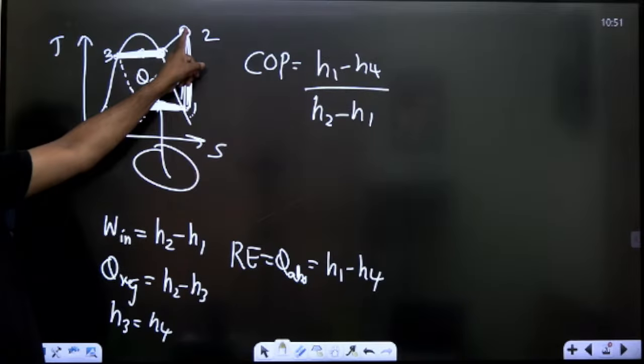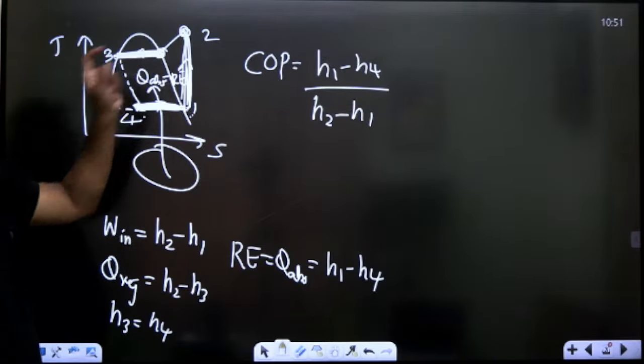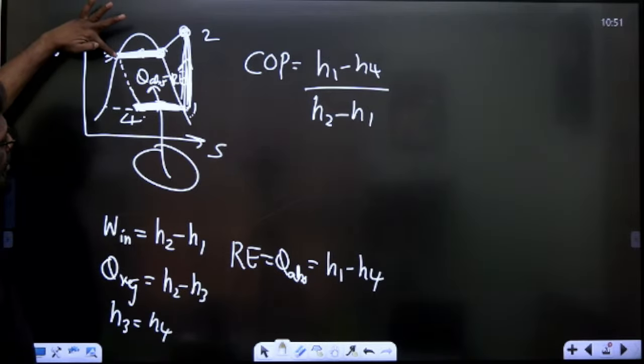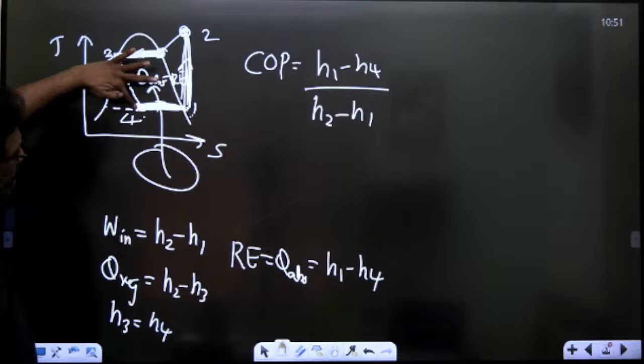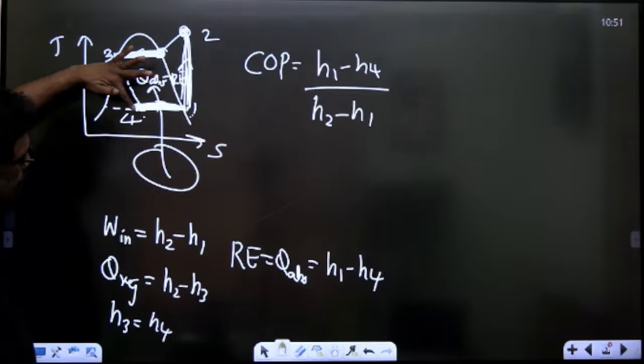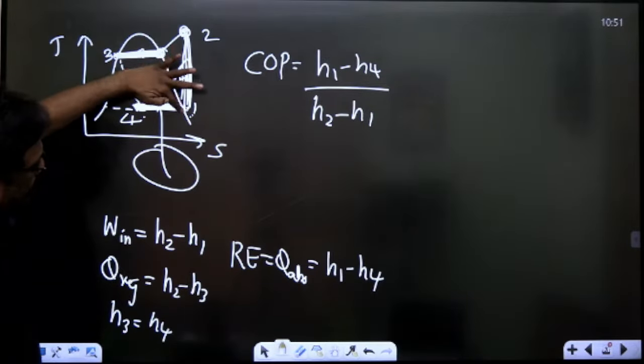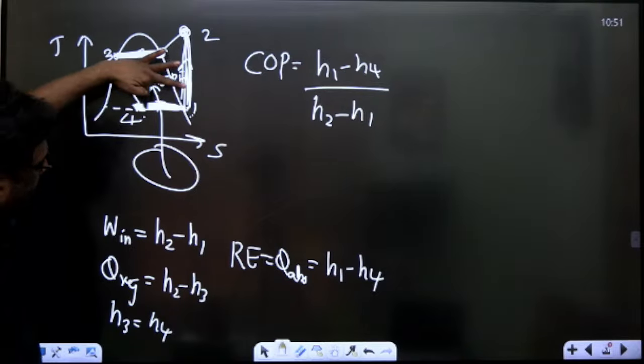And please note what point 2 is. Point 2 is either the exit of the compressor or the inlet to the condenser. Point 3 is the exit of the condenser or the inlet to the expansion valve. Point 4 is the exit of the expansion device or the entrance to the evaporator. Point 1 is the inlet to the compressor or the exit of the evaporator.